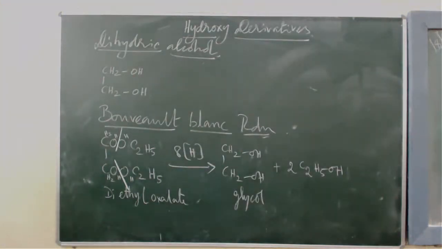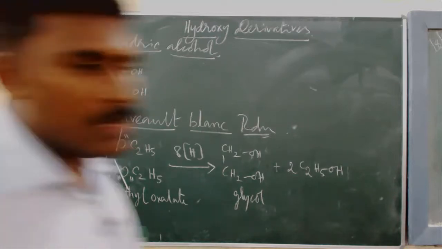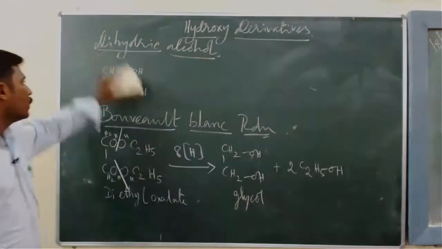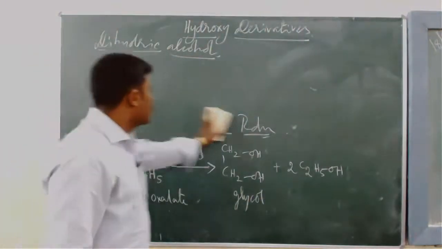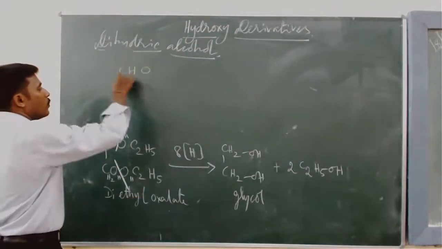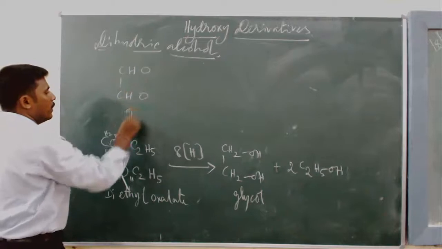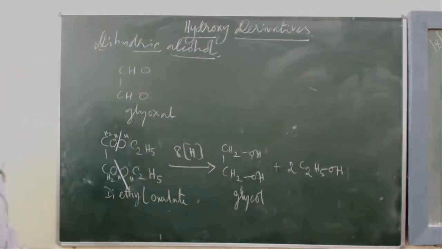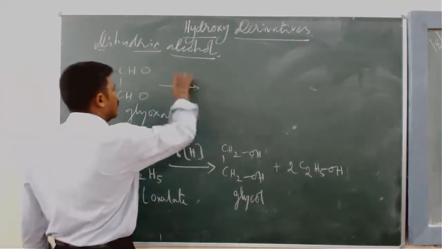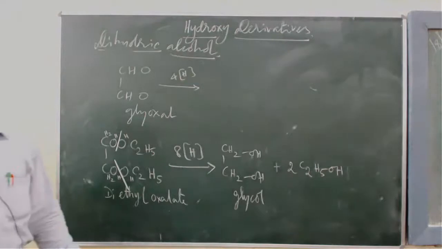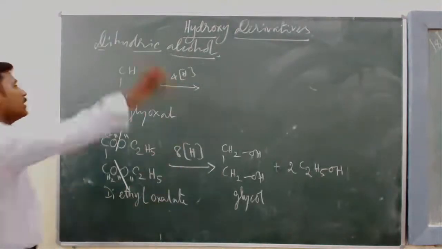Very same thing. One more way also is there, from glyoxal. Glyoxal means CHO-CHO. Now, this is also reduction reaction. We are going to use 4 nascent hydrogen atoms. How many atoms? 4.